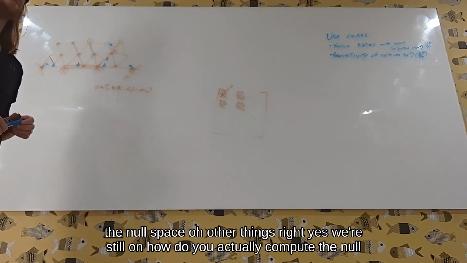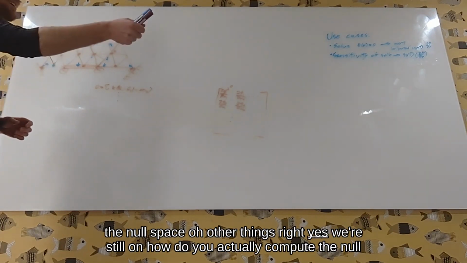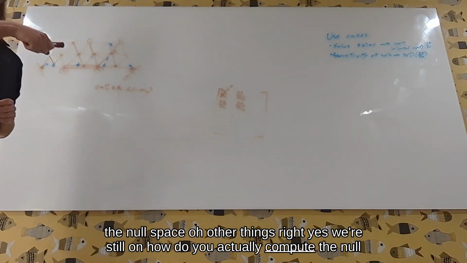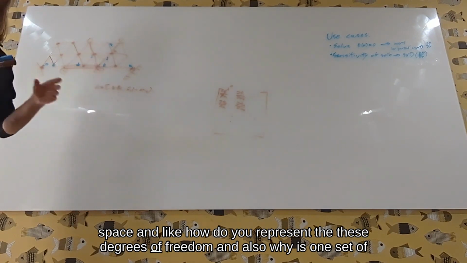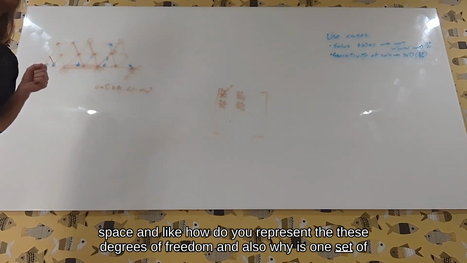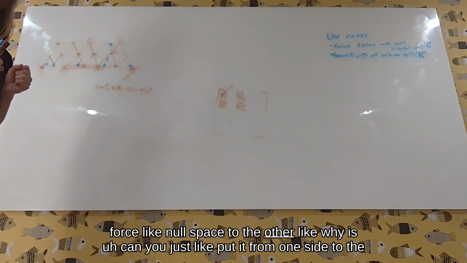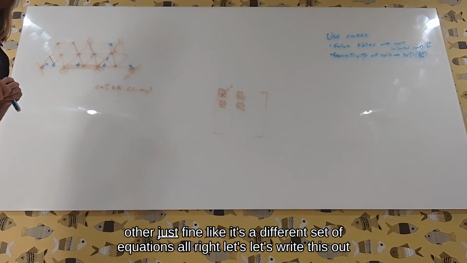But we still need to discuss the null space. We're still on how do you actually compute the null space? And how do you represent these degrees of freedom? And also, why is one side of the force like null space and the other? Why can you just put it from one side to the other just fine? It's a different set of equations.